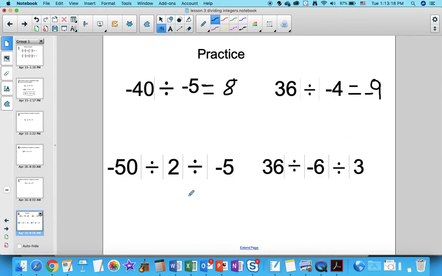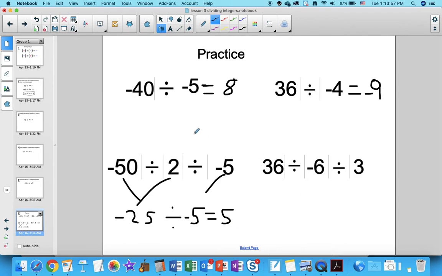For questions like this where you get more than two numbers, it may look difficult. You might say, where do I start? Just pick two numbers at a time, right? I'm going to go left to right, and pick negative 50 and 2. Negative 50 divided by 2 is 25. But how many negatives do I have? I only have one in this case, so I put that there. Then I bring in that negative 5. Now I have negative 25 divided by negative 5. Well, that's 5. How many negatives do I have? 2, so it's positive.